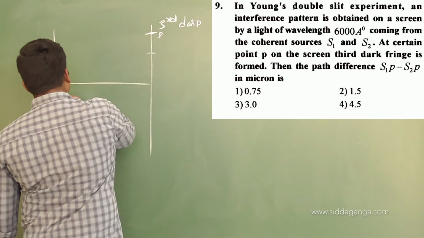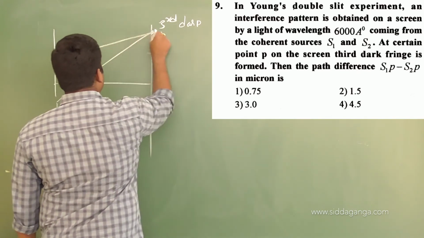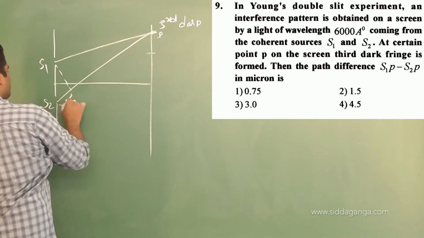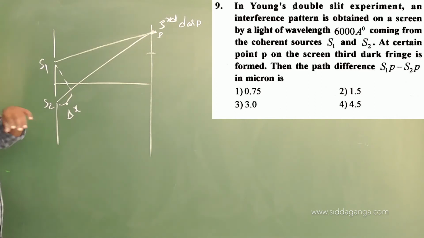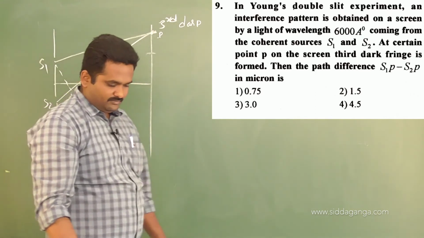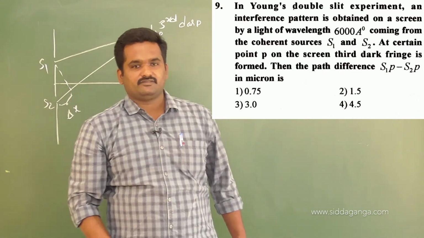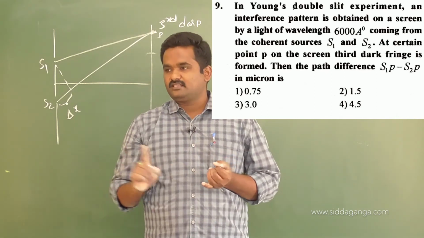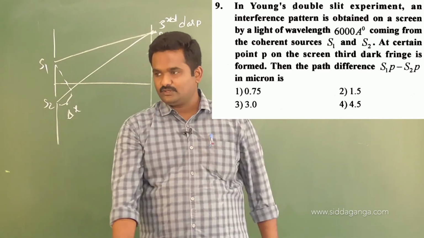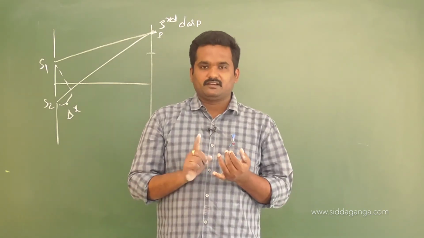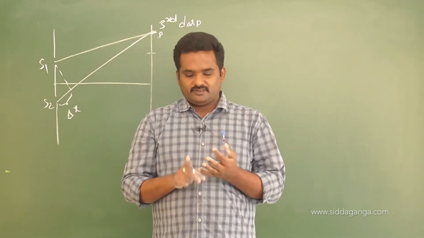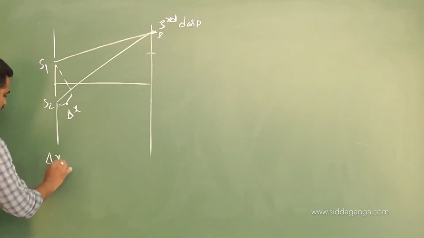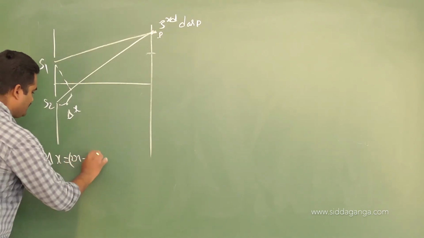One of the lights is coming from this point and one more light is coming from this point. There will be a path difference between them, right? This is S1P and this is S2P. This is delta x. What is the condition for formation of dark fringes? In case of interference, in terms of path difference, for constructive interference it is n lambda, we have studied. For destructive interference, 2n minus 1 into lambda. Path difference delta x should be equal to 2n minus 1 into lambda.